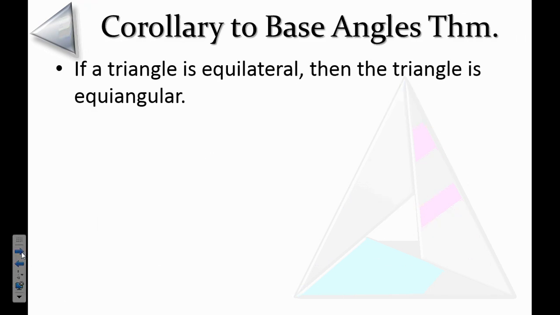A corollary, something that's easily proven based on the theorem that we had, a corollary to the base angles theorem is that if a triangle is equilateral, then the triangle is equiangular. Two big words. One's hard to pronounce. What does equilateral mean? All the sides are equal. What does equiangular mean? All the angles are equal. So if all the sides of a triangle are equal, then all the angles of the triangle are equal.